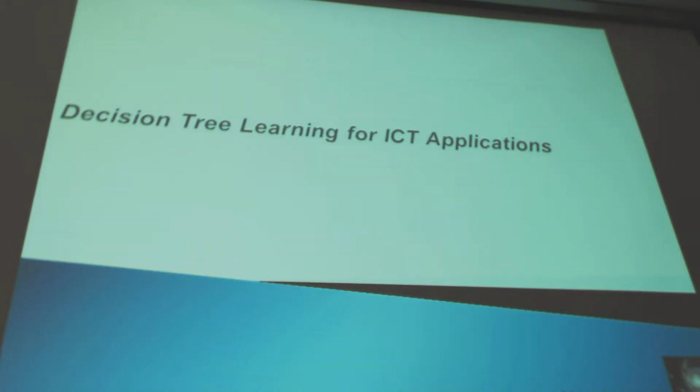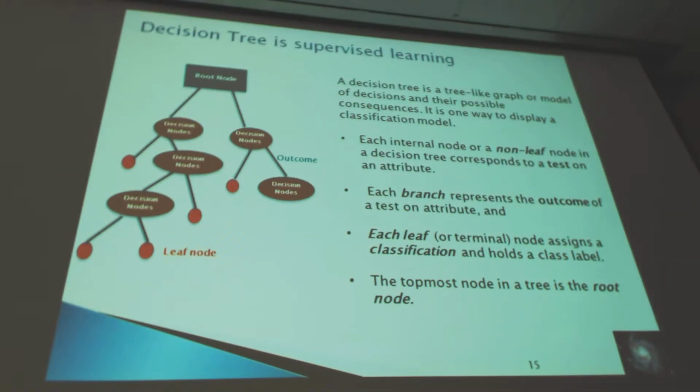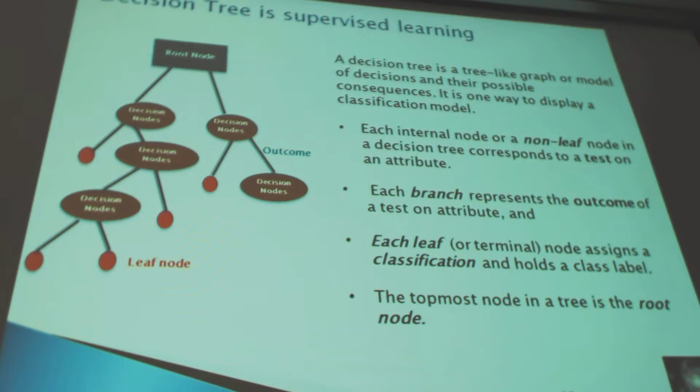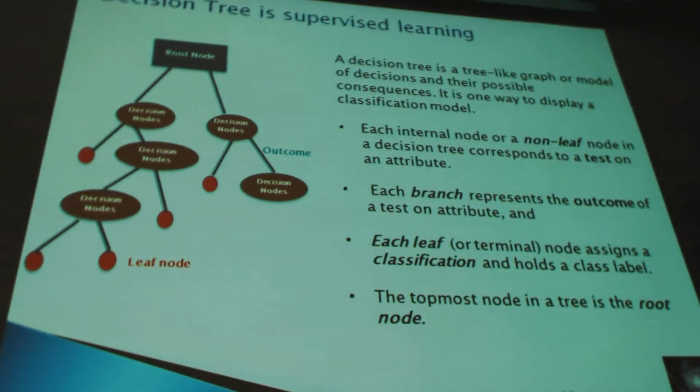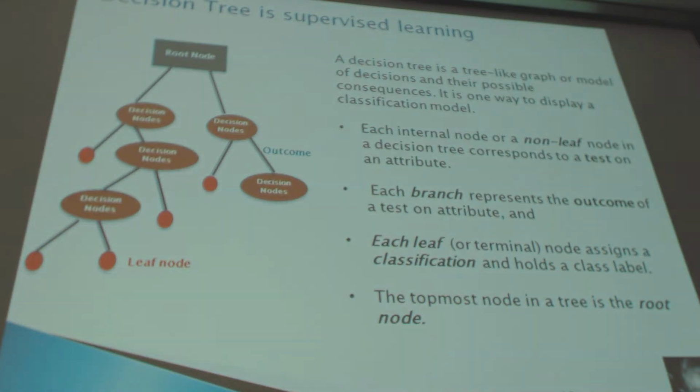Now I will talk about decision tree learning for ICT applications. As I already mentioned, decision tree is supervised learning. It is a tree-like graph to display a classification model. Here each internal node, or non-leaf node, is a decision node which corresponds to a test on an attribute, and the outcome of the test is a branch. The leaf nodes are the classification labels; they contain the actual classification. And the root node is the topmost node of the tree, which is the first decision node when I start building the tree.